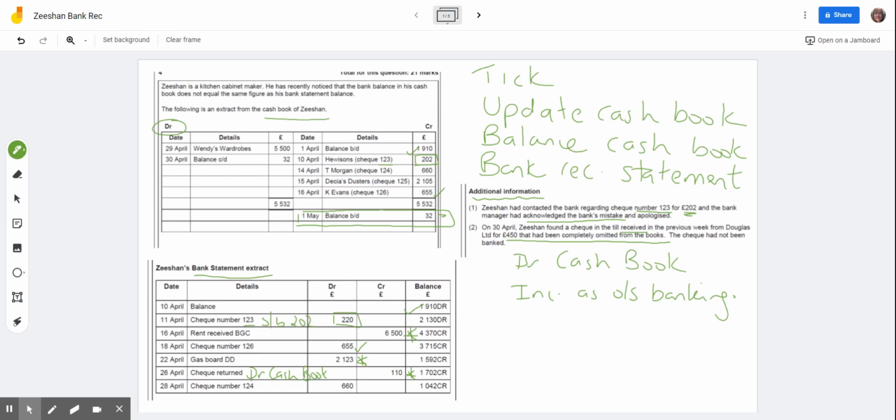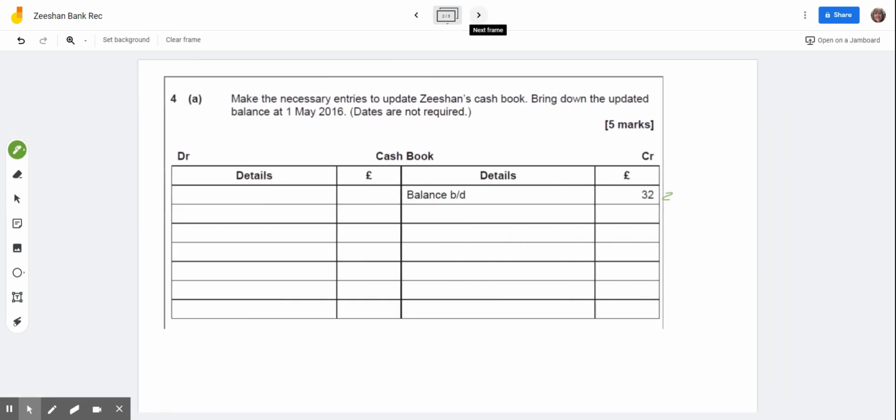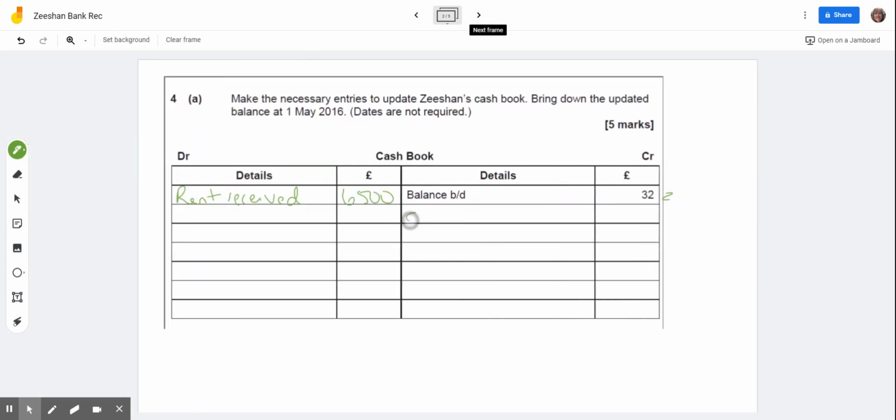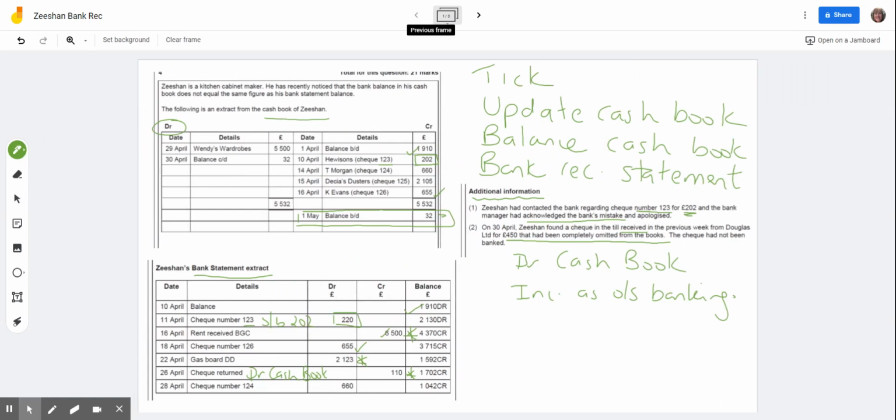So on the 16th of April we received some rent, so it's on the credit side of the bank statement. It needs to go in on the debit side of the cash book, so £6,500 there. And let's tick that off when we do it. So that's done and dusted. The gas board direct debit is a payment on the 22nd of April, so the gas board direct debit needs to go in on the credit side of the cash book.